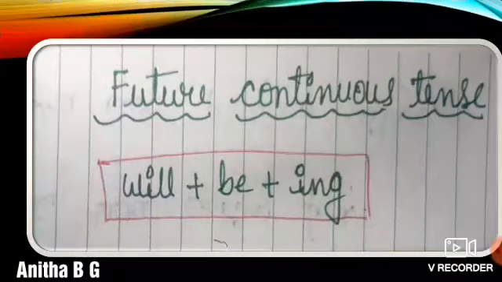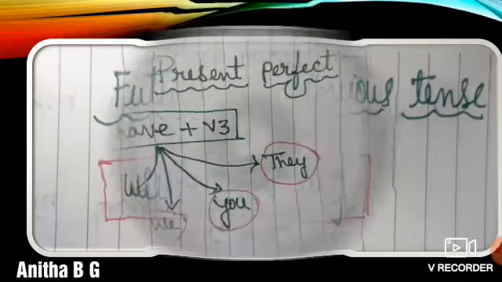Okay. In the future continuous tense, we have to write will be plus ing. They will be singing, she will be dancing, we will be writing, like that. We have to write in the future continuous tense, will be plus ing.